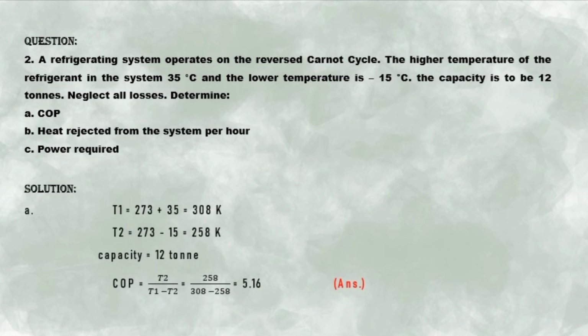For the solution, we have the initial temperature 273 plus the 35 degrees Celsius. We have 308 Kelvin, and for our final temperature, we have 273 minus 15. We have 258 Kelvin. The capacity is 12 ton, and for our coefficient of performance, we have the formula final temperature over the initial temperature minus the final temperature, or 258 over 308 minus 258. We have 5.16.